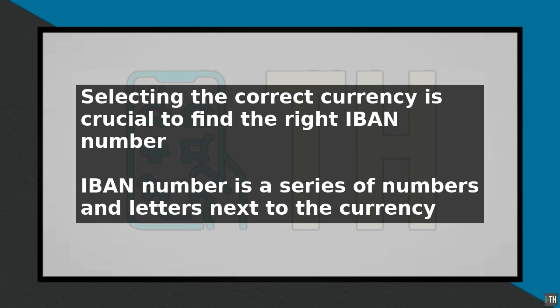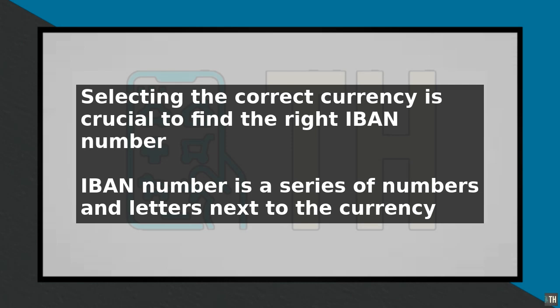It usually starts with a 2-letter country code, followed by 2 check digits, and then a series of numbers that identify your account. For example, if you have a Euro account, your IBAN number may look something like this. It starts with DE for Germany, followed by 2 check digits, and then your account number.